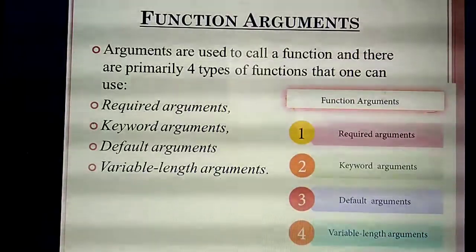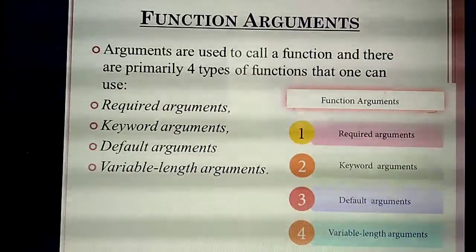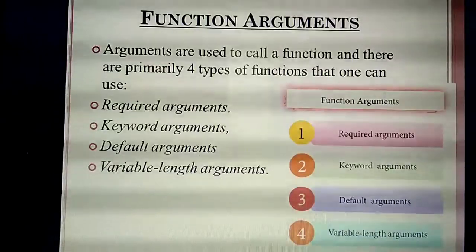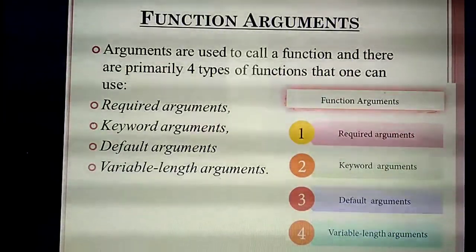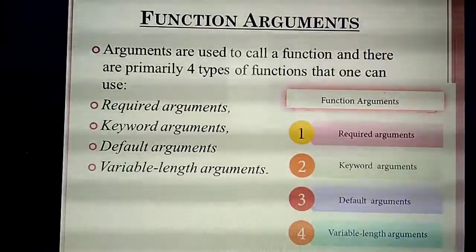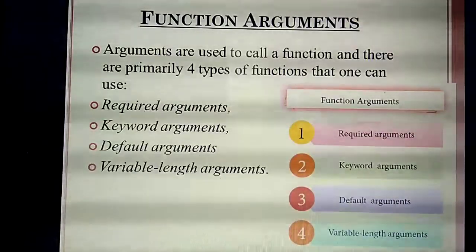Okay. So what's the first argument? Required arguments. What's the second one? Keyword arguments. Third one is default arguments. Fourth one is variable length arguments. So what are the 4 types of arguments? Required arguments, keyword arguments, default arguments and variable length arguments. So you are going to study these 4 arguments in detail.